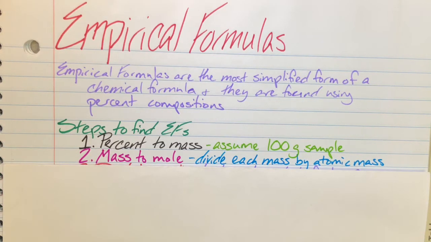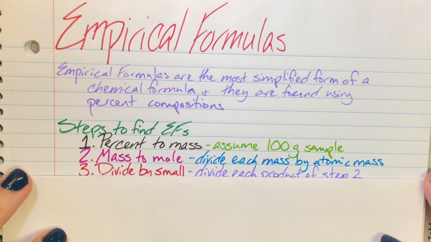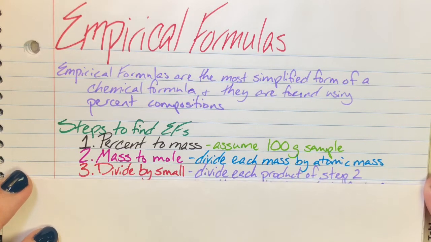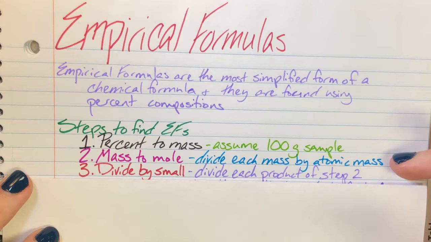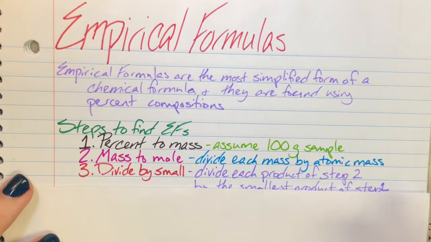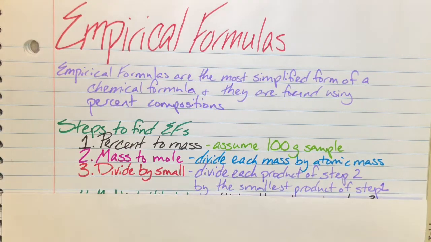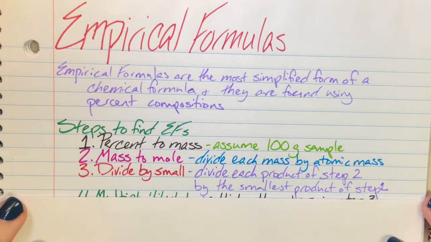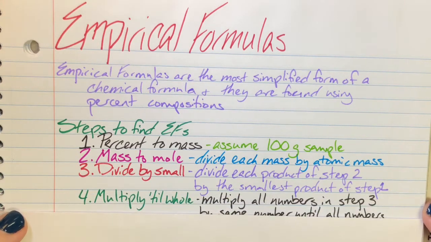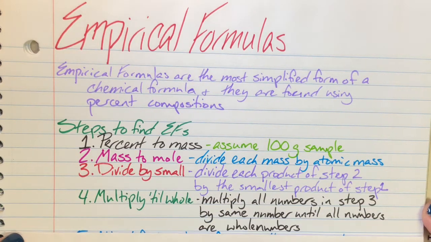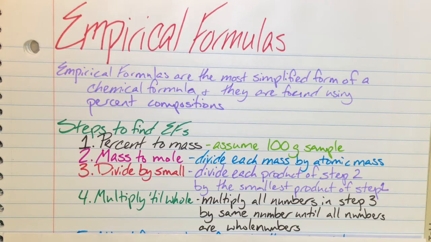I'm going to be dividing the mass of each individual element by their atomic mass from the periodic table. Then I will divide by small. I'm going to divide each of the products from step 2 by the smallest product from step 2. And then finally, I will multiply till I have whole numbers, or multiply till whole.